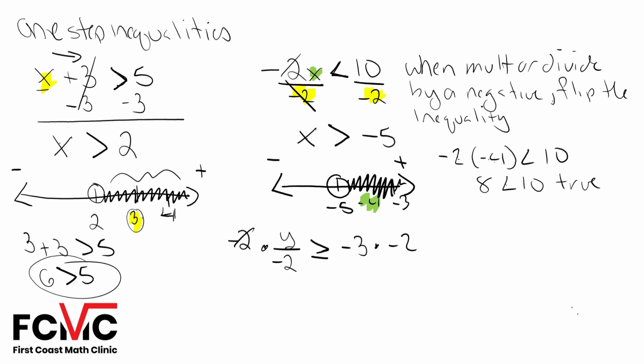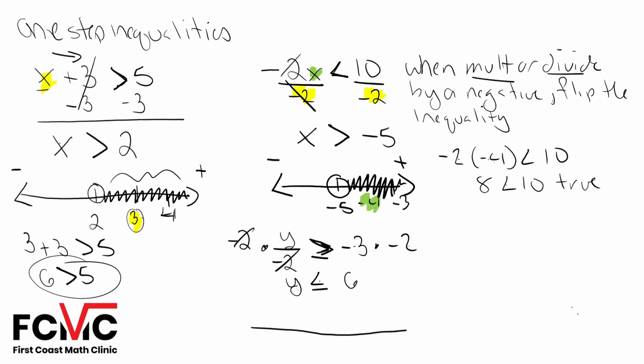The negative 2 and negative 2 cancel out on the left. And negative 3 times negative 2 gives us positive 6. But we remember when we multiply or divide by a negative, we have to flip our inequality. So instead of greater than or equal to, we get less than or equal to. So our solution here is y is less than or equal to 6.